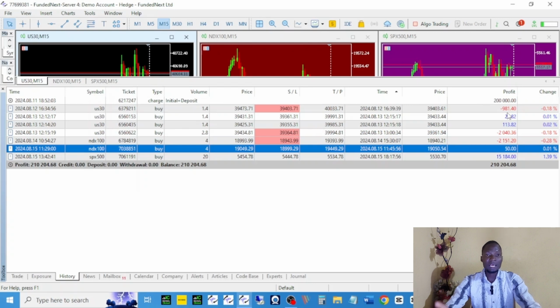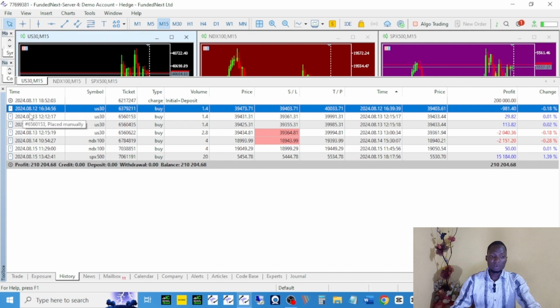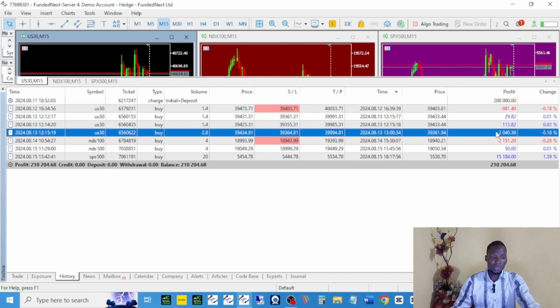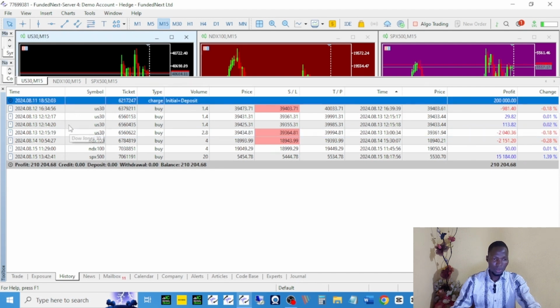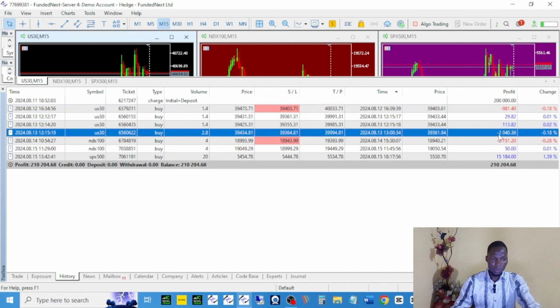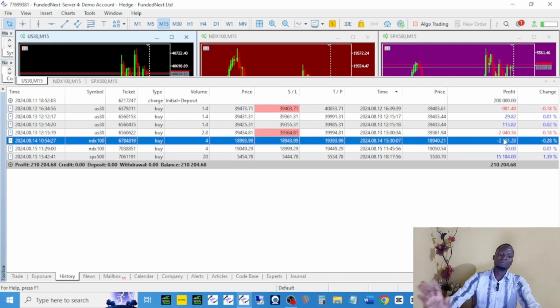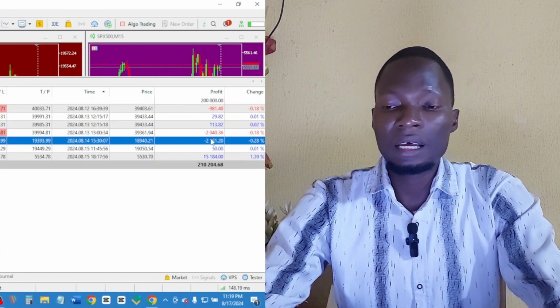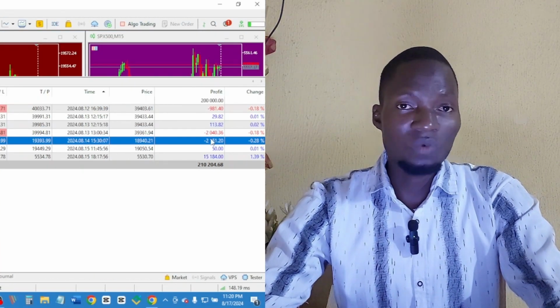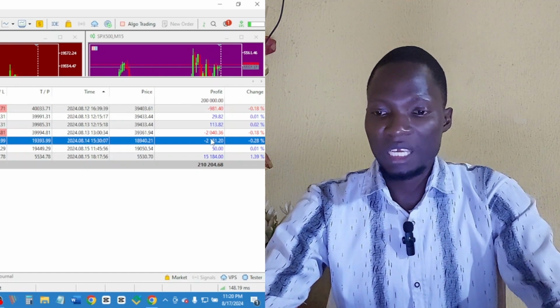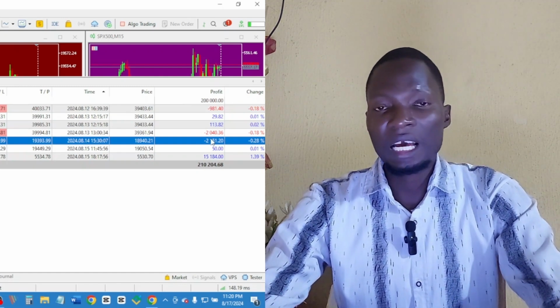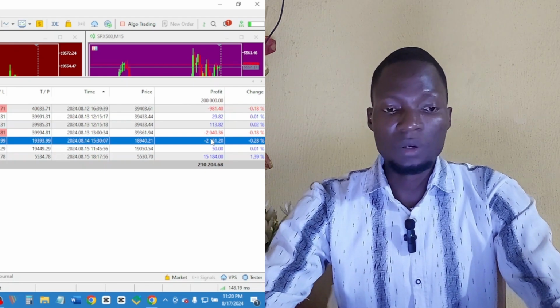And anytime I lose, I stop trading for that day. As you can see, this is August 12, 2024. And this is another loss on August, this should be August 11. And this is August 13. And this is August 14. So that shows and proves to you that I'm not a gambler, and I don't overtrade. Whenever I lose in a day, I take a break for that day and wait for another day. I think you understand.